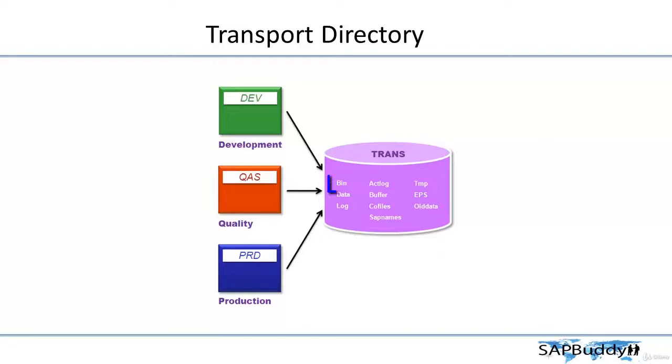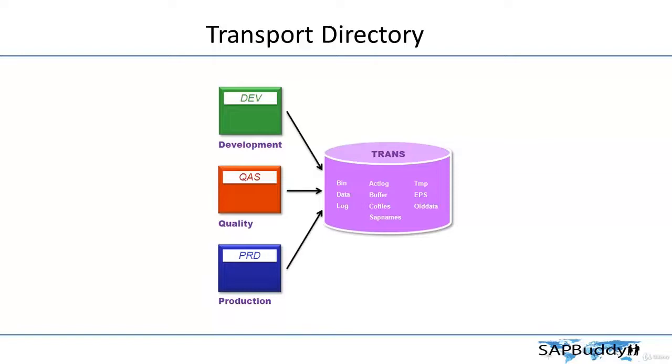The first directory is called bin. This particular directory keeps the configuration file of the TMS system, because when you configure the TMS, we need to keep all the information: what is the development system, where this is being saved, this kind of information. Whatever we are going to configure in the STMS needs to be saved somewhere. This will be saved in this particular directory.